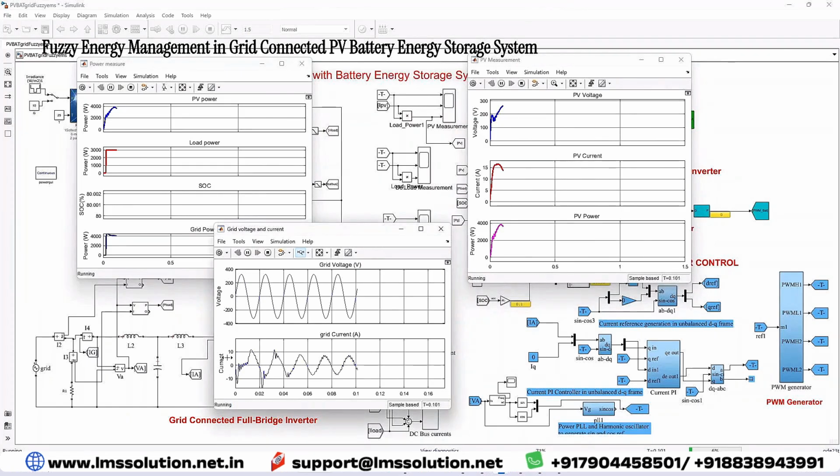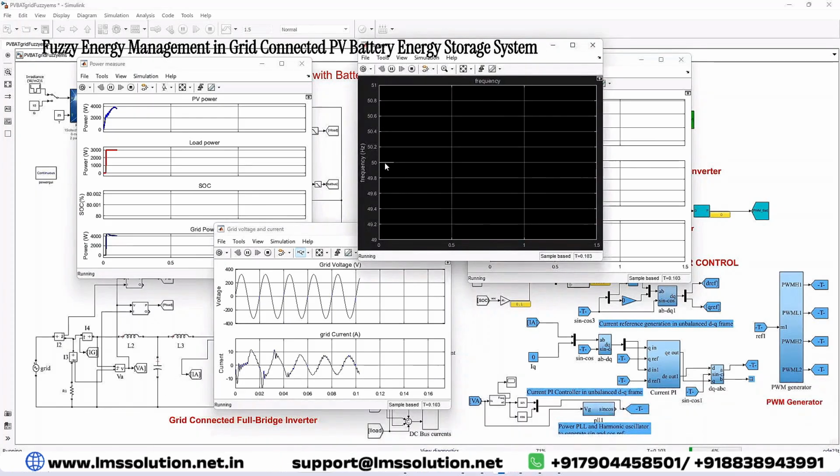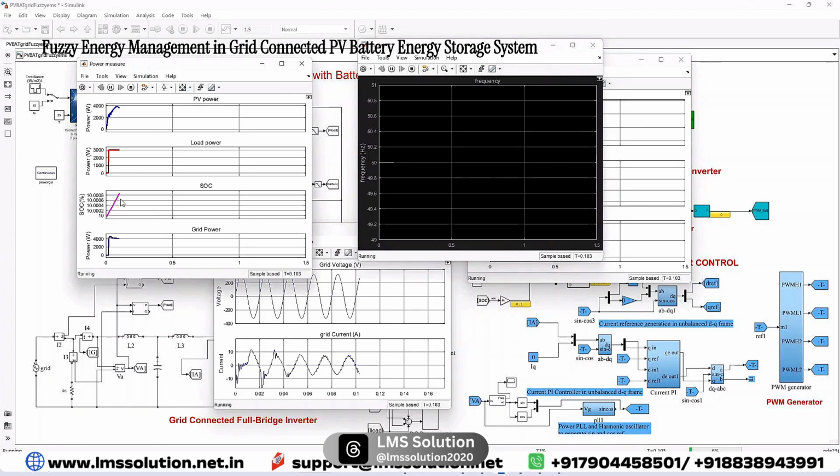Here you will see the phase shifting. Here you can see that there is a phase shift between the voltage and current because we are getting power from the grid. That's why there is a phase shift between voltage and current. And also the frequency is maintained constant at 50. And here you will see that the SOC keeps on increasing.